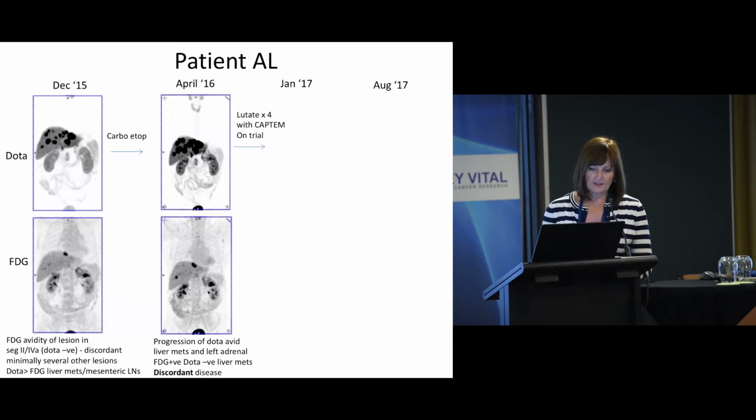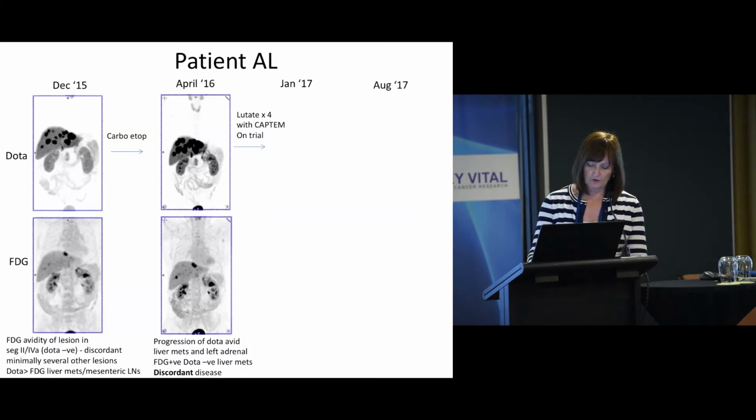So the patient had carbo-etoposide to try and address this more aggressive clone. Unfortunately, the patient showed no response to that, with progression of that lesion and another, and more dotatate avid disease. So the patient, I think, went on the CONTROL NET trial with lutate and CAPTEM.